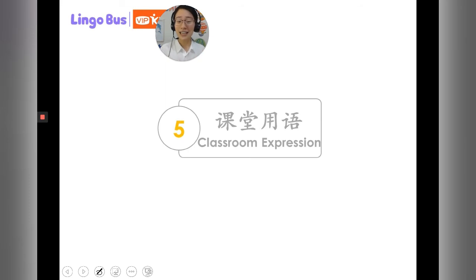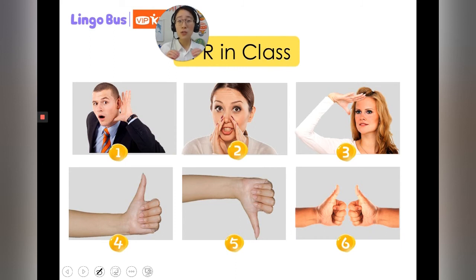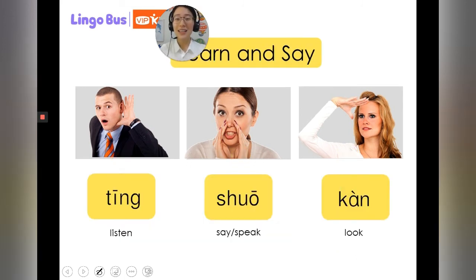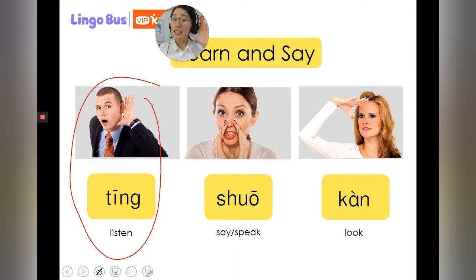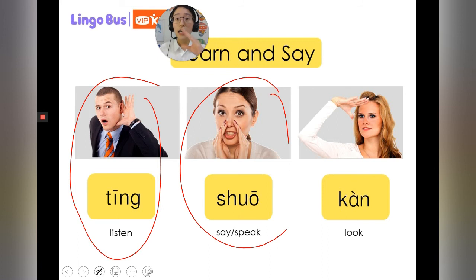Now let's learn the classroom expressions. I'm 100% sure that you're super familiar with these pictures because you use TPR in your classroom tons of times every day. Now we're going to learn how to say these words in Chinese. The first one is listen, 听. Have a try. 听. Great. The second one is speak, 说. 说. It's your turn.